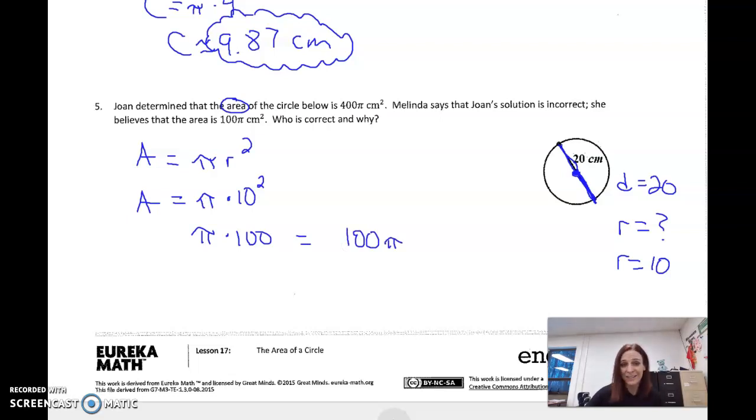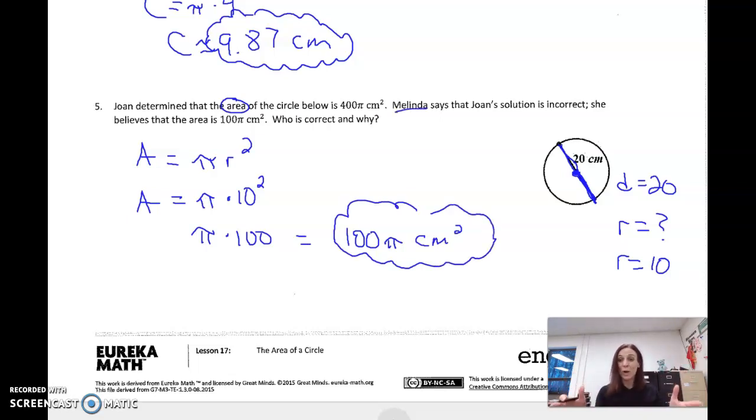Have a feeling that Joan here, she used 20, right? If you would have went 20 squared, you get 400. So the correct answer is 100 times pi. So Melinda's right. Draw pictures, write your formulas down, okay? Use what you know and the relationships between diameter and radius to be able to solve for both area and circumference.